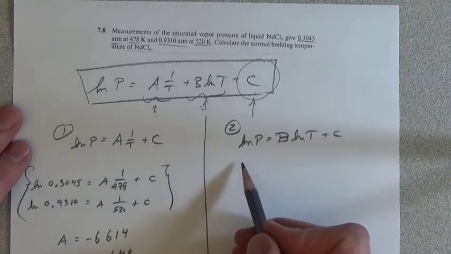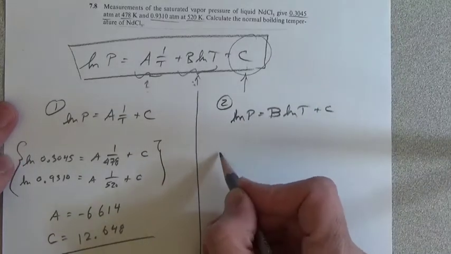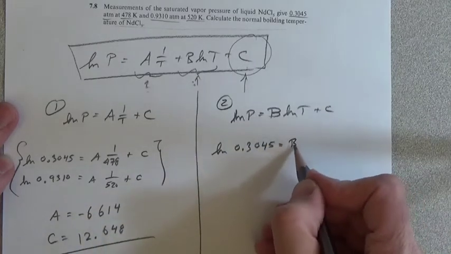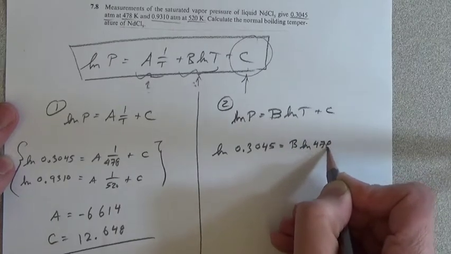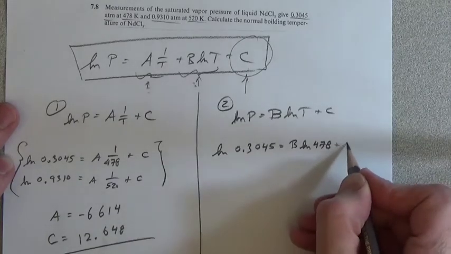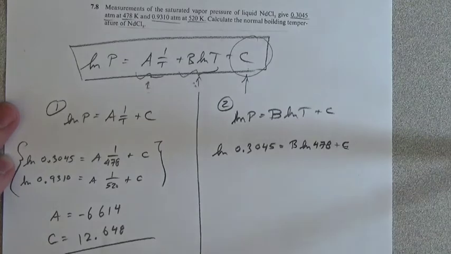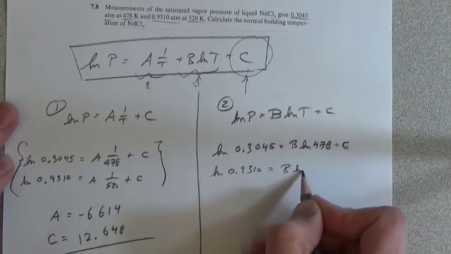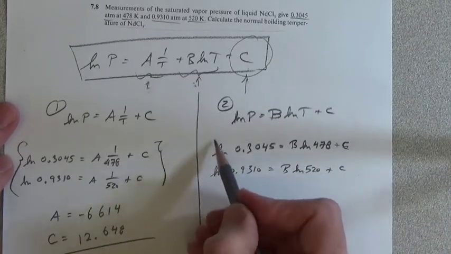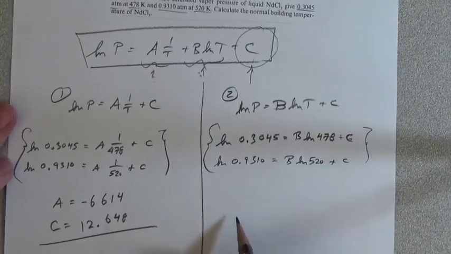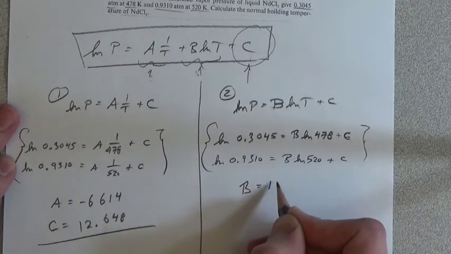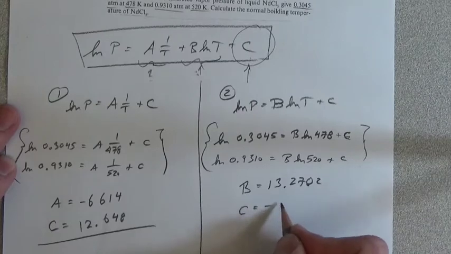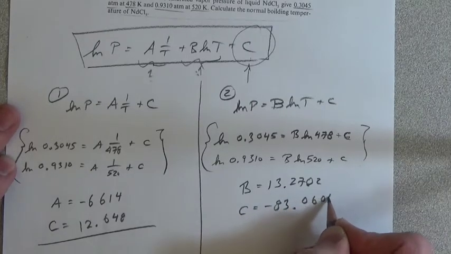Going over to problem 2, we're solving natural log of 0.3045 is equal to B natural log 478 plus C, and natural log of 0.9310 is equal to B natural log 520 plus C. Solving these together, we get B is equal to 13.2702 and C is equal to minus 83.0604.